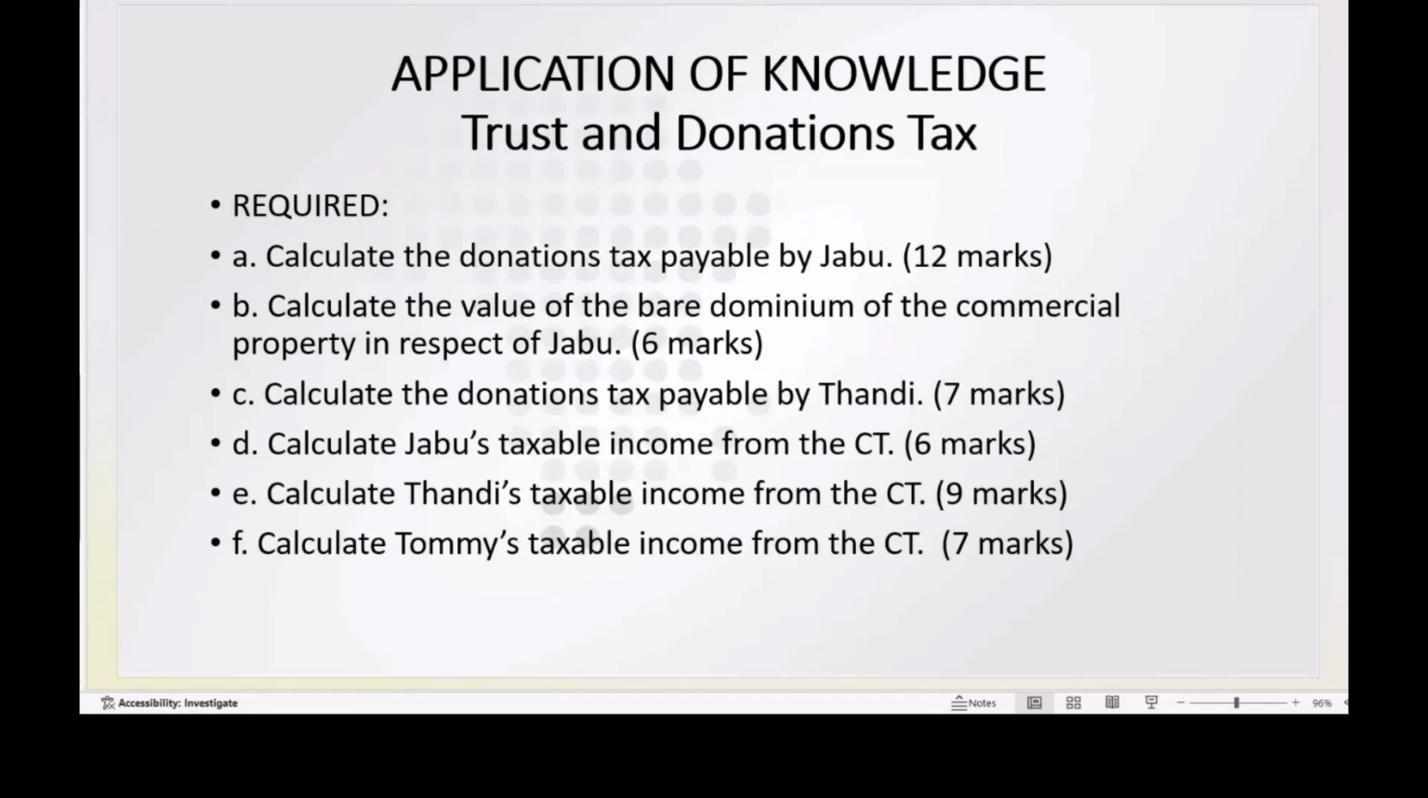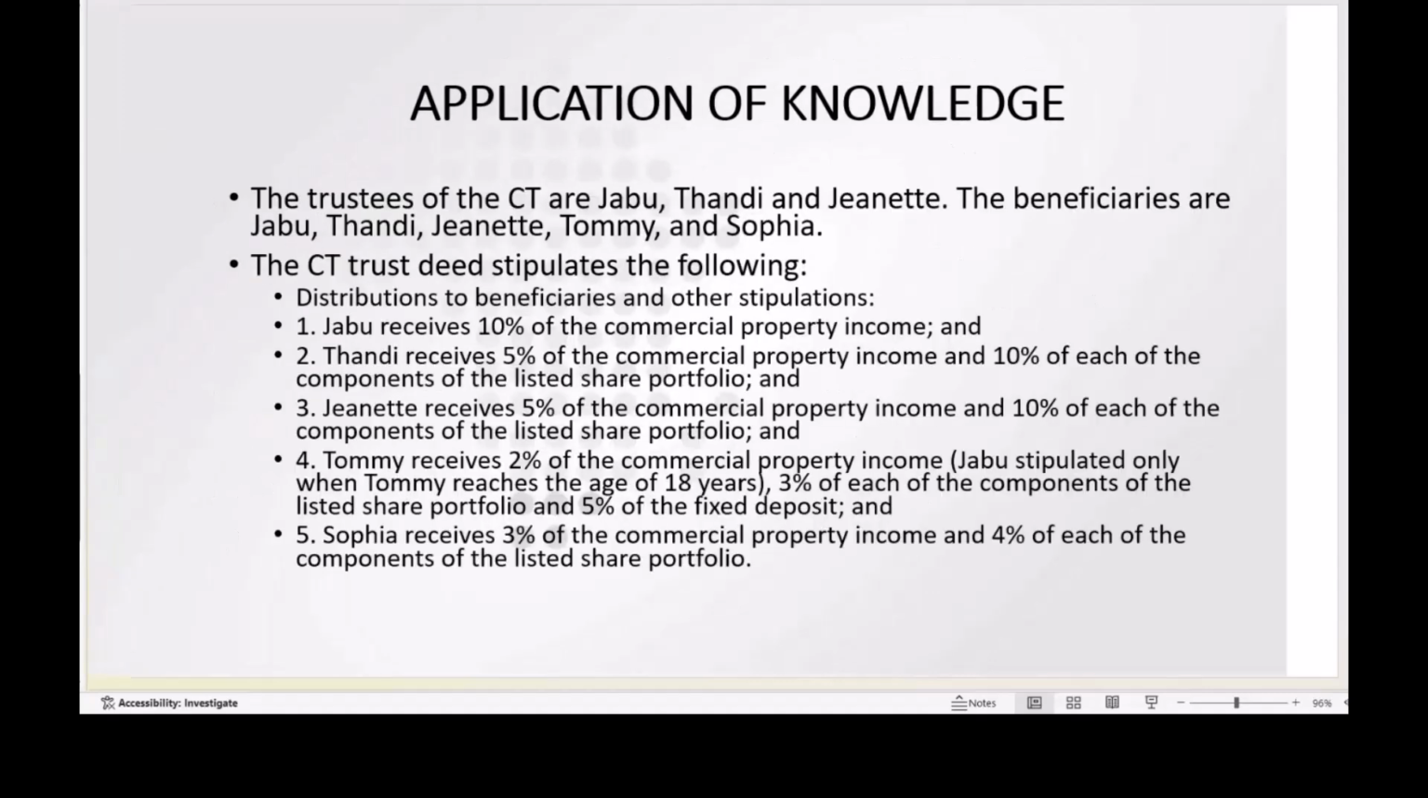So then they ask us in E to calculate Tandi's taxable income from the CT. So let's see what Tandi received. Tandi receives 5% of the commercial property income and 10% of the components of the listed share portfolio. So how do we treat her income?